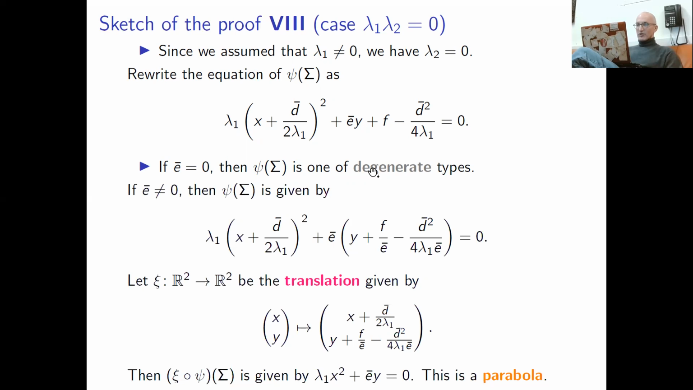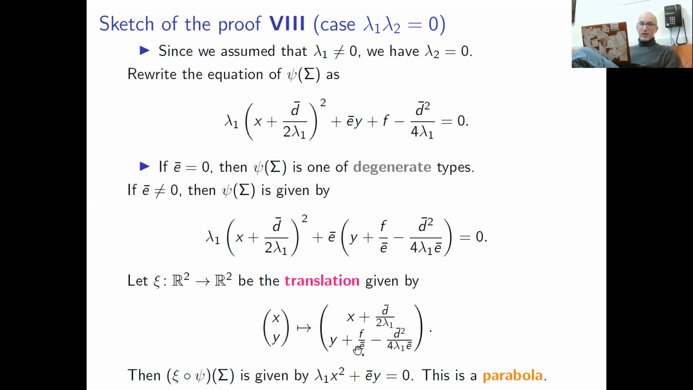Yeah, if e bar is not 0, you can rewrite like this, because you can divide by e bar. And then you can translate by this vector. Basically, you want this term to be new x and this term to be new y. So you translate your plane by this vector, and the resulting equation, the image of your curve after this translation, when we first rotate and then translate, applying this to every point of our subset, is going to be given by this equation.